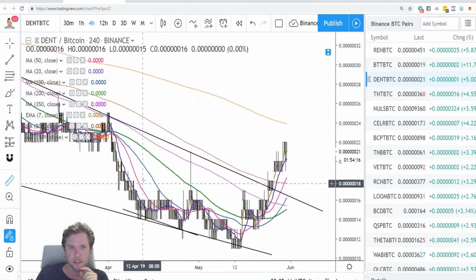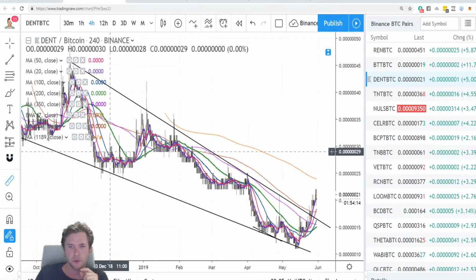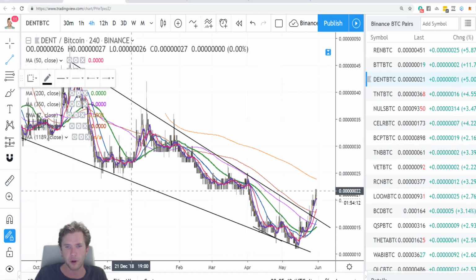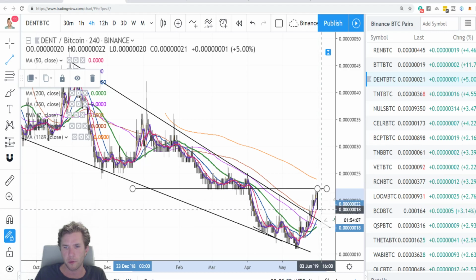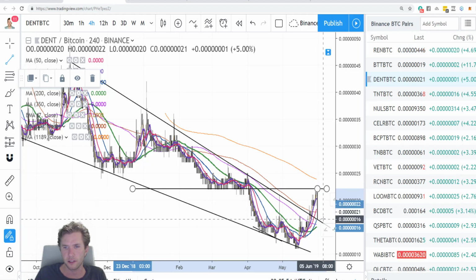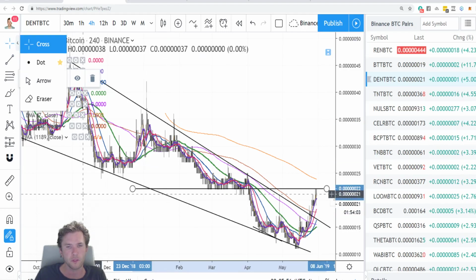22 sats. This is a pretty strong resistance though, so I would not be surprised to see a little bit of cup and handle action. So maybe a pullback to the 16 to 18 level.